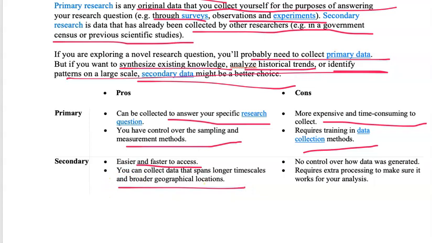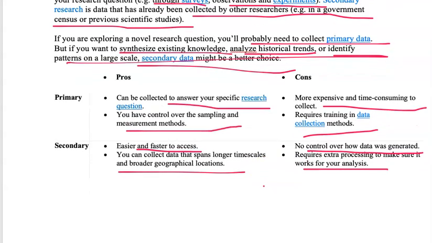But if we want to do a survey, it will take a large amount of time, and we probably cannot complete the research. But at the same time, there are some negative impacts also, like no control over how data was generated. So you don't have authentic information whether the data are authentic or not. It requires extra processing to make sure it works for your analysis. So you should ensure that only data collected by authentic government sources should be adopted for analyzing in these secondary data analyses.